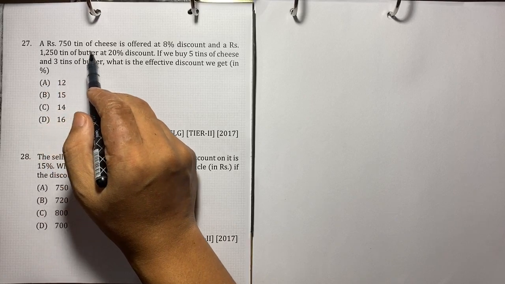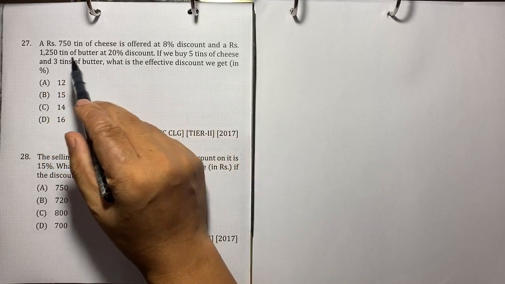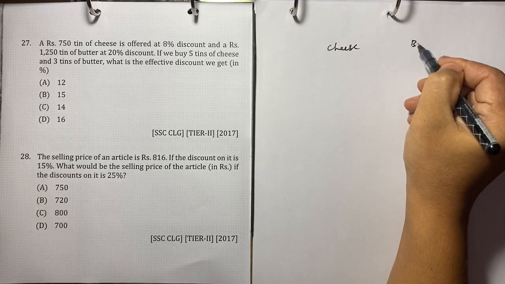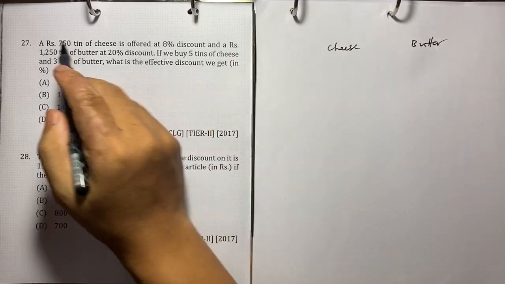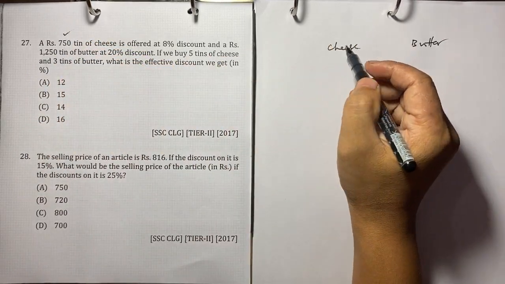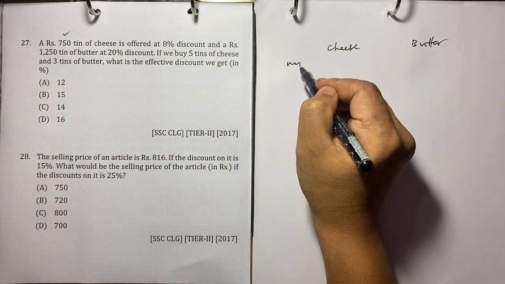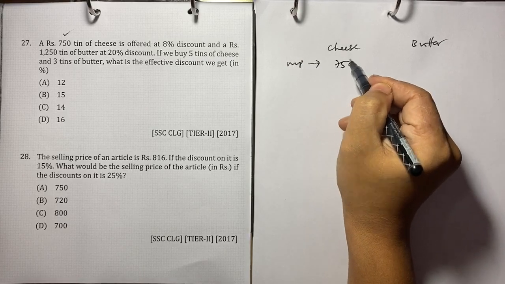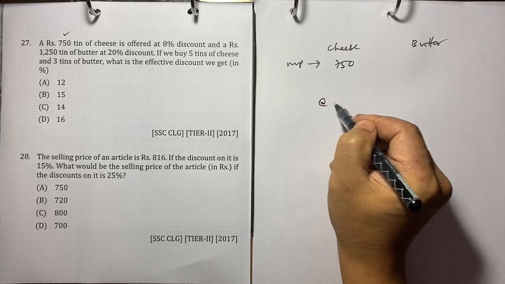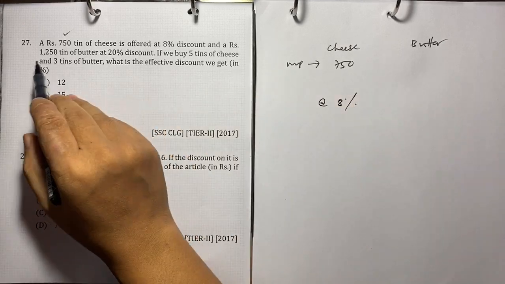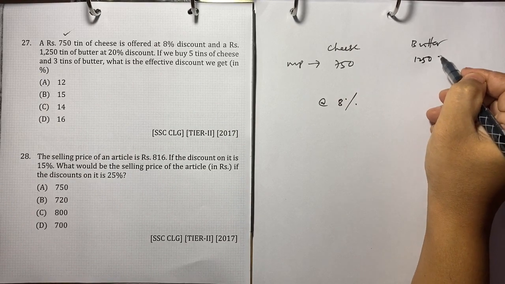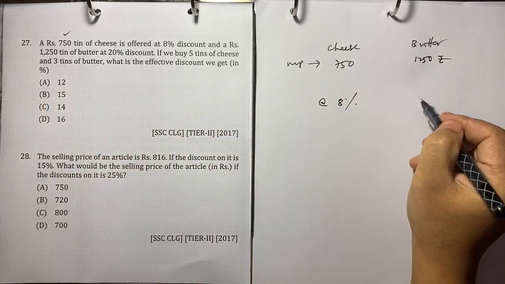Rupees 715 of this is offered at 8% discount. Rupees 750, this is the mark price. Mark price 750, offered a discount of 8%. And rupees 1250, butter 1250 rupees, discount 20%.